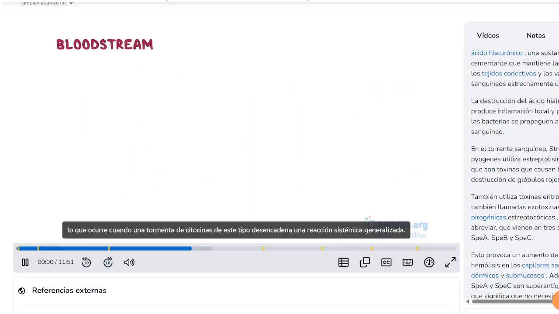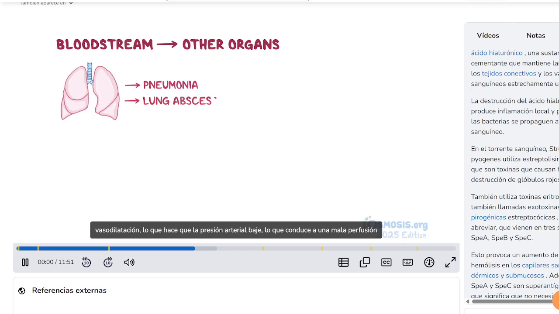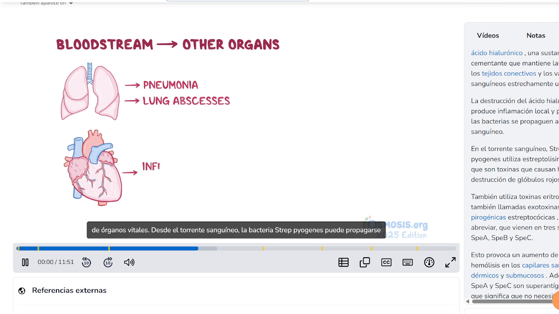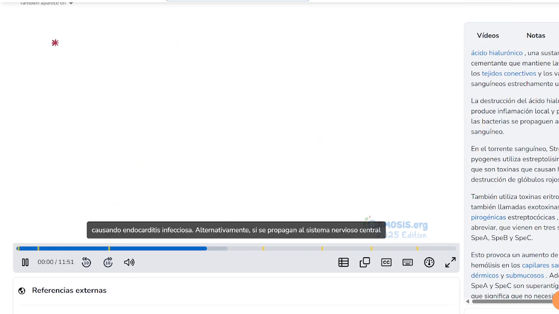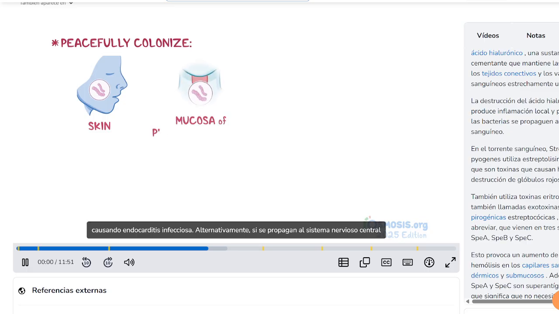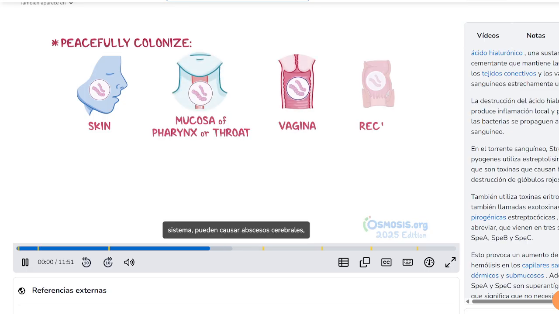From the bloodstream, strep pyogenes bacteria can spread to other organs like the lungs, causing pneumonia or lung abscesses, or the heart, where they form clumps called vegetations on the heart valves, causing infective endocarditis. Alternatively, if they spread to the central nervous system, they can cause brain abscesses or meningitis. Surprisingly, despite all that powerful arsenal, Strep pyogenes can actually peacefully colonize the skin, the mucosa of the pharynx or throat, the vagina, and the rectum. It doesn't do any harm so long as the immune system keeps them in check, restricting their growth and preventing them from spreading somewhere else in the body.